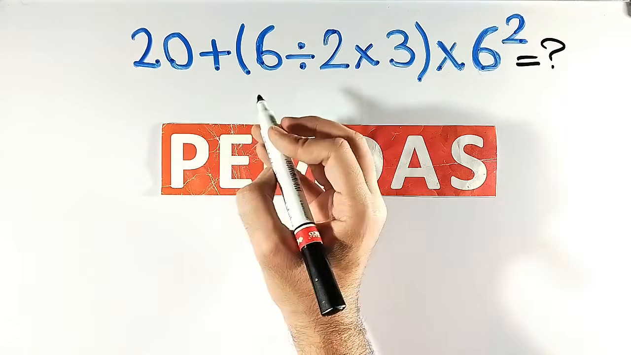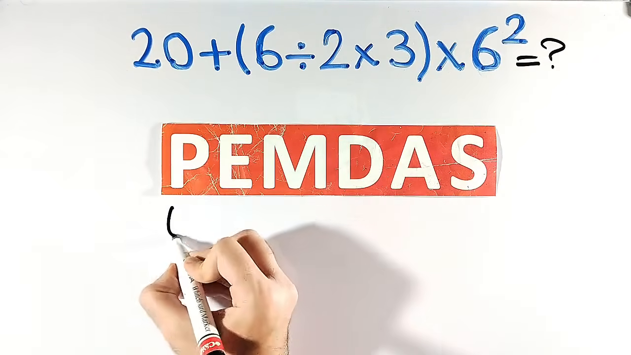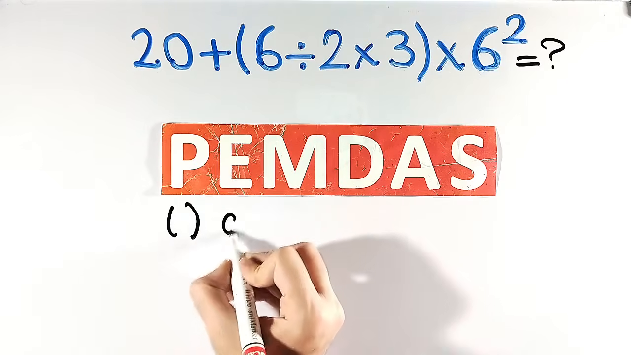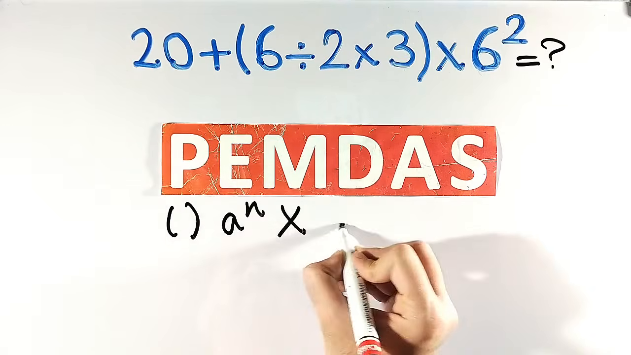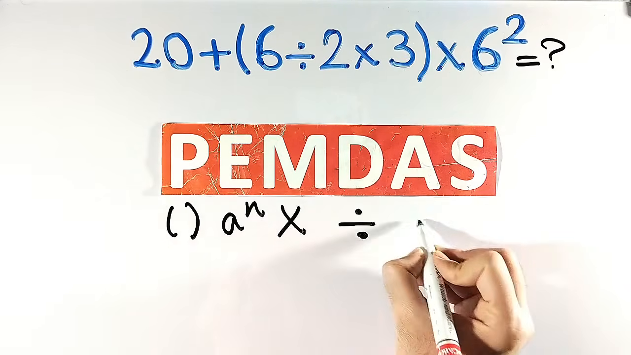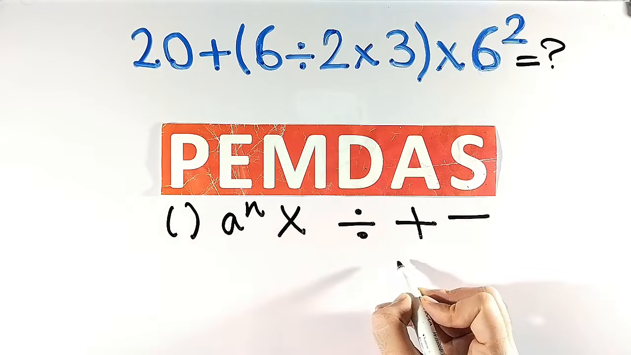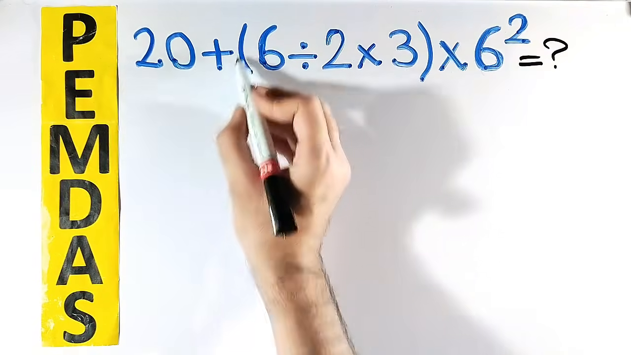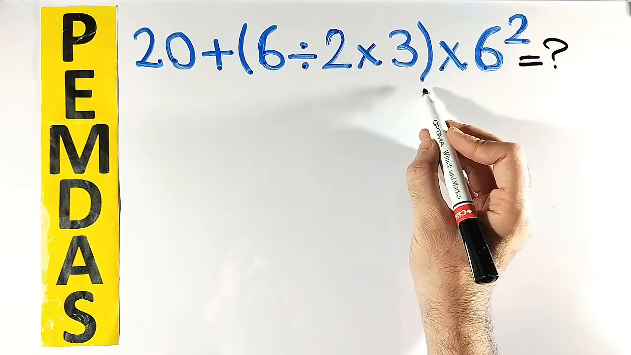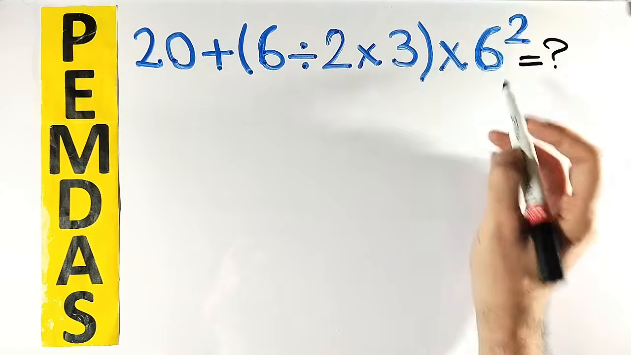To solve this question, we must follow the PEMDAS rule. In this rule, P stands for parentheses, E stands for exponent, M stands for multiplication, D stands for division, A stands for addition, and S stands for subtraction. As you can see on the screen, in this expression, first we have an addition sign, then parentheses, followed by a multiplication, and finally exponent.